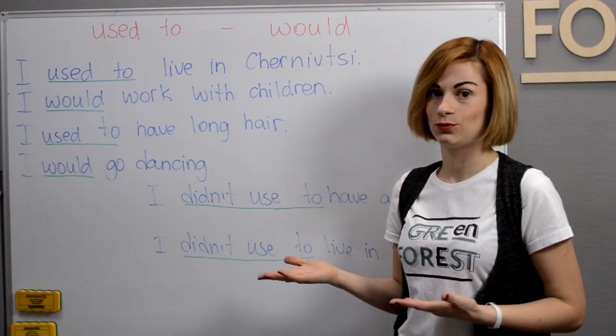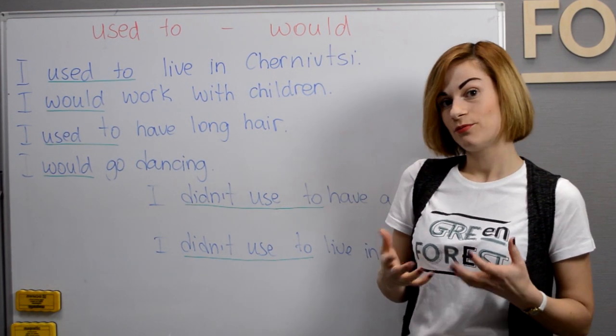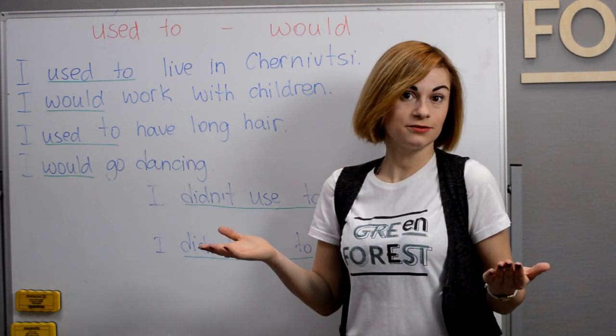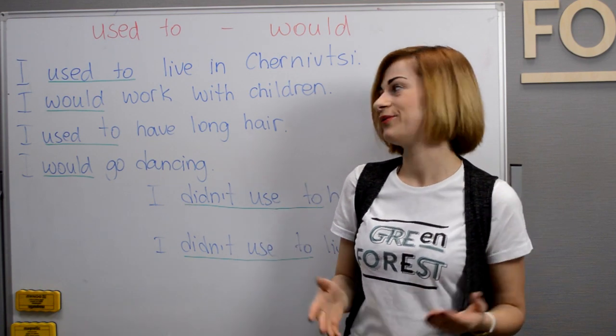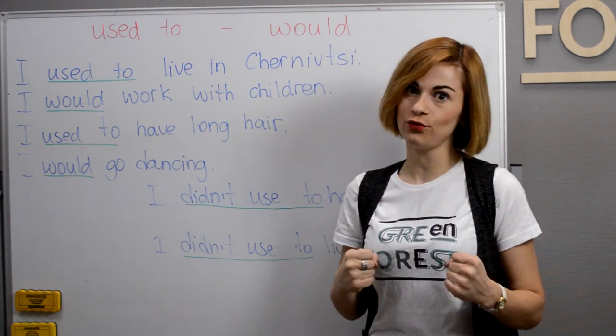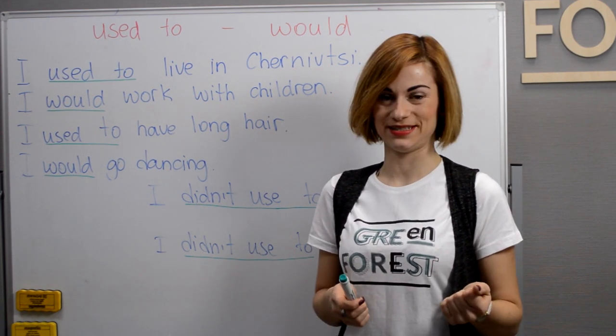And what are the phrases we can use? Used to and would. Here we have more examples. I used to have long hair, but as you see, now I have short hair. I would go dancing in the past. Oh, I felt so fit at that time. Let's look at the forms of these phrases.